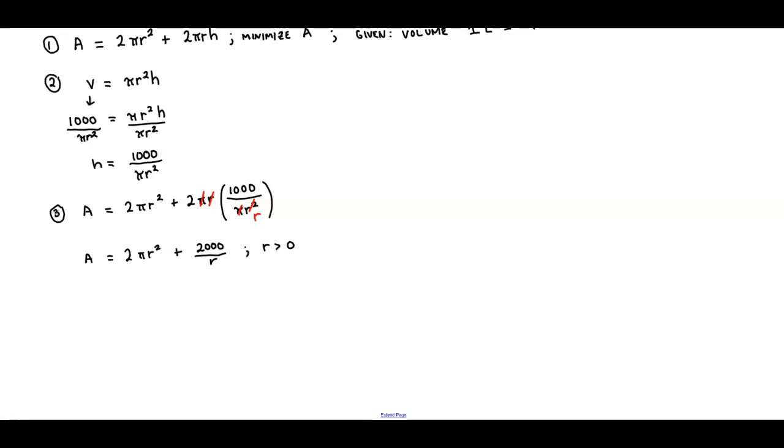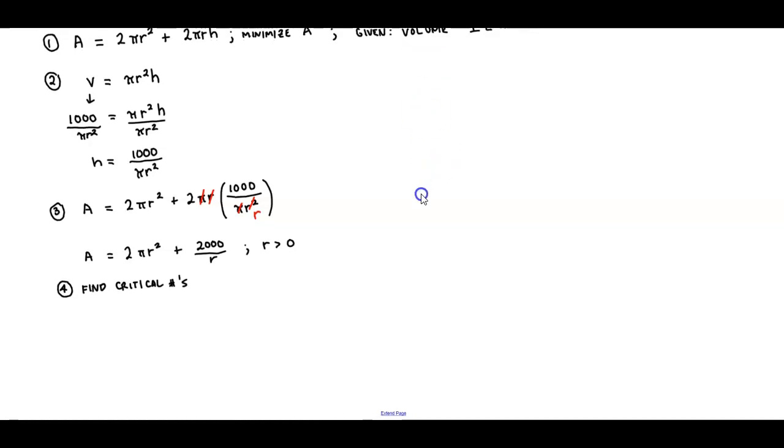Now what we want to do is find the critical numbers. In order to do that, we need to find the derivative, A prime of r. So if we find the derivative of what we just found, with respect to r, if we look at the step beforehand, it's going to be 2 times 2 pi, which is 4 pi r.